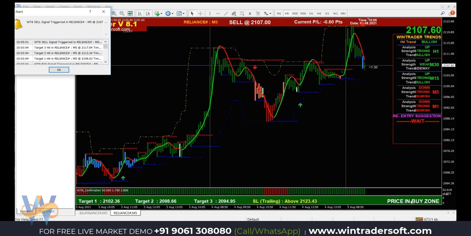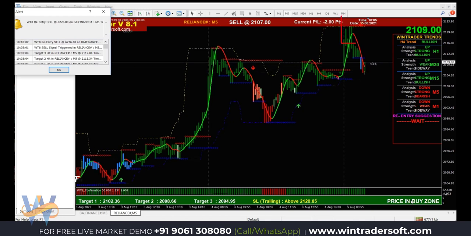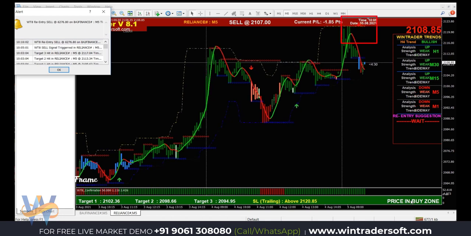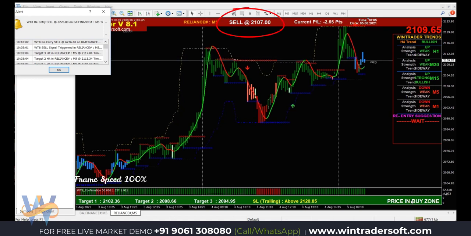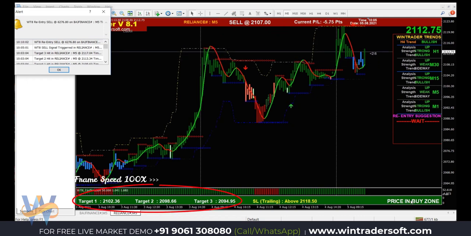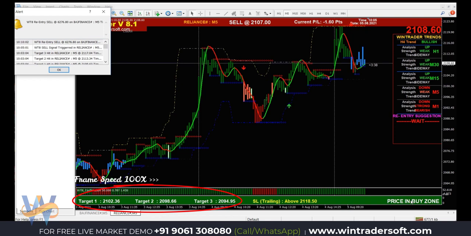First we get a signal, a sell signal. Today's first signal is a short sell signal. You can see the sell signal entry price is mentioned on the top, sell at 2107. Its targets are below: target 1, target 2, target 3. Three targets with stop loss and trailing stop loss are mentioned there.